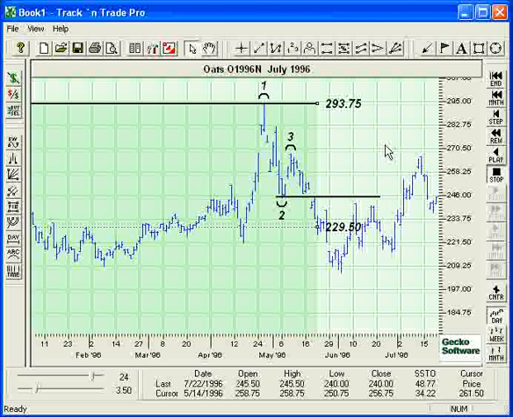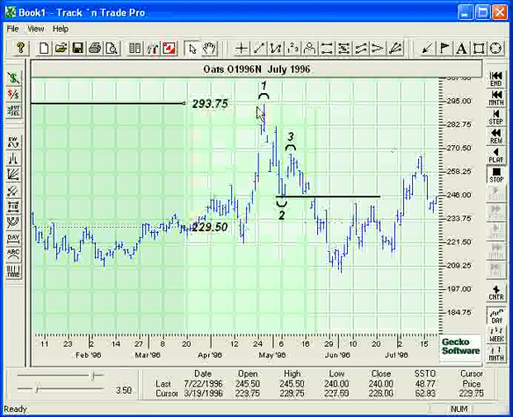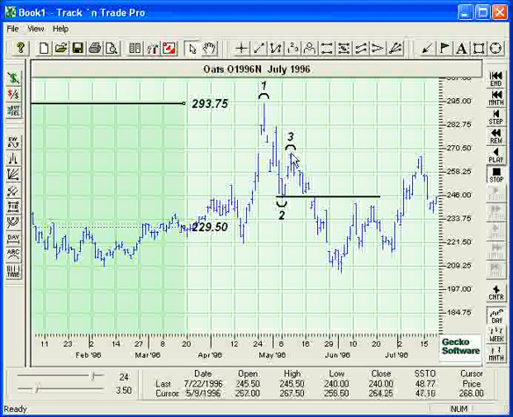A general rule is what they call the 10, 20, 50 rule. What that is: the number 1 point and the number 2 point should happen within 10 days. The third point should happen within 20 days and should be a 50% retracement of the 1 and the 2 point. So 1 to 2 should be 10 days, 2 to 3 should be within 10 days, and then that should be a 50% retracement of the 1 and 2 point. So that's your 10, 20, 50 rule.